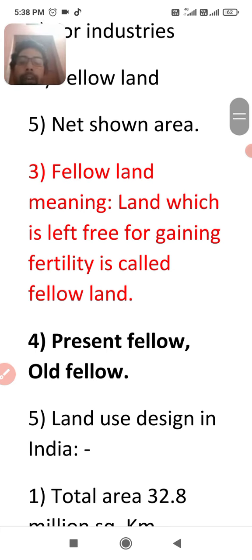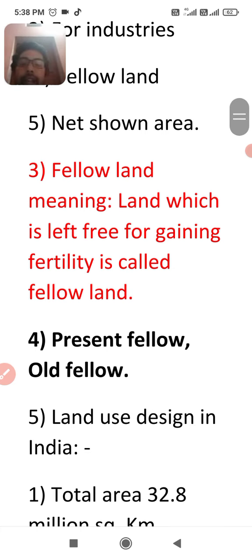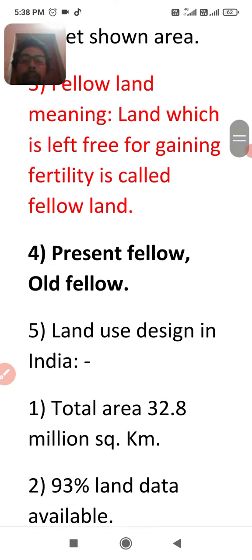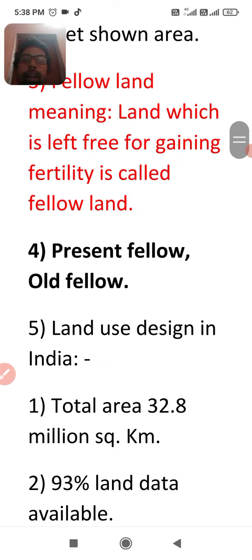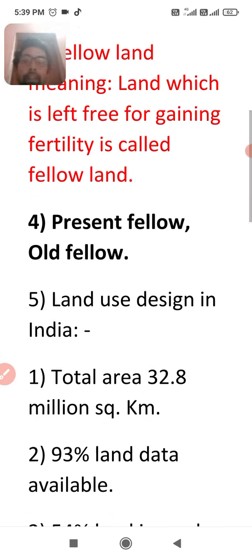The fifth point of today is land use design in India. It means how land is used for various purposes in India. First point: the total area of India is 3.28 million square kilometers. You got this point in ninth class NCERT geography also.